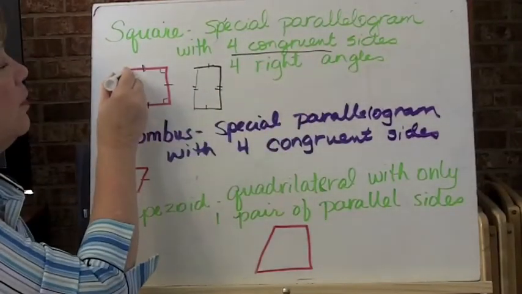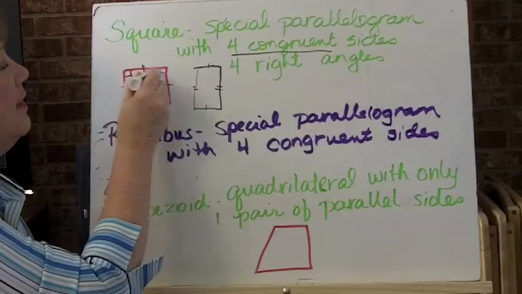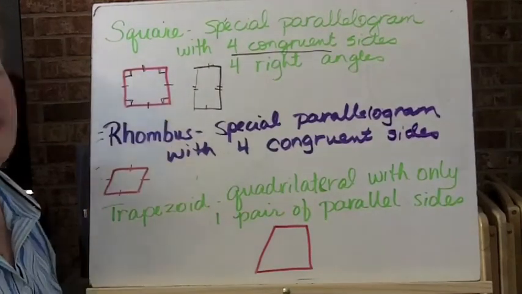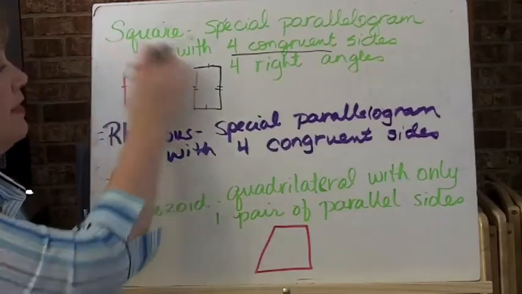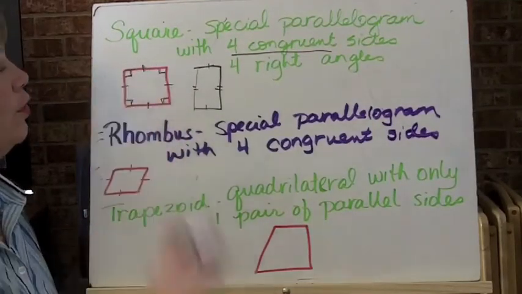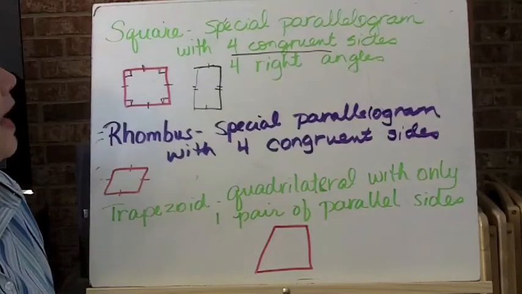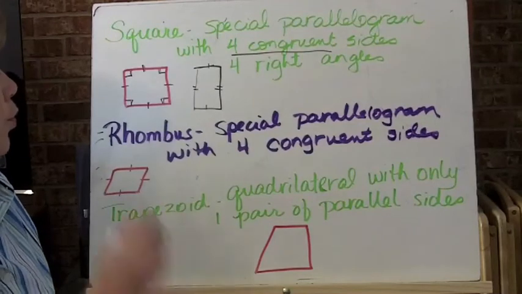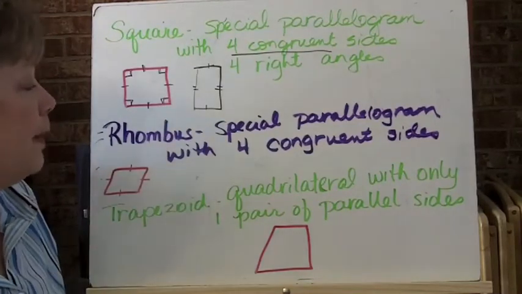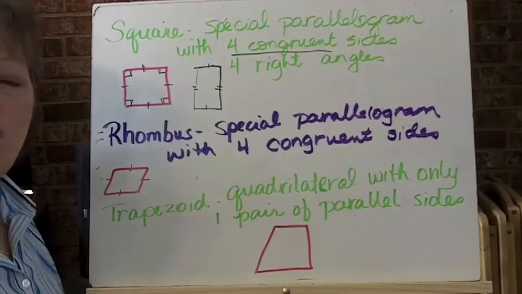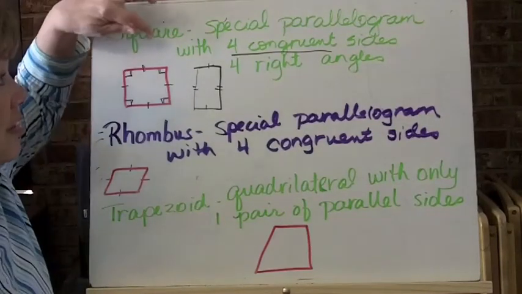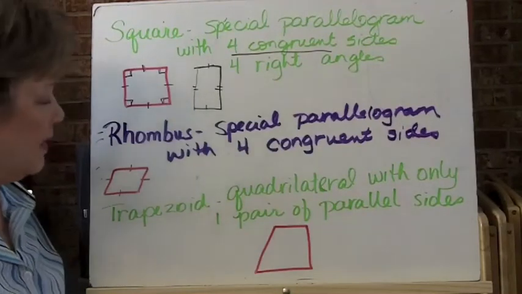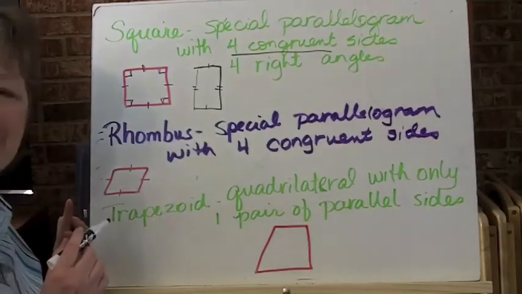And then again, at the angles, if you see this little squaring off, that means it is a right angle. So this drawing has four right angles and four congruent sides, so it is a square. That's the definition of a square. Now, a rhombus is a special parallelogram. It has four congruent sides, just like a square, but it doesn't have the right angles. So you can see it's kind of slanty.